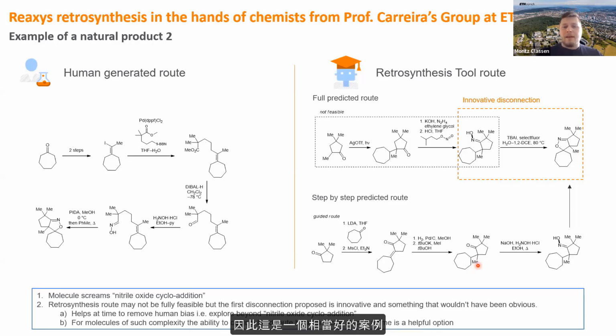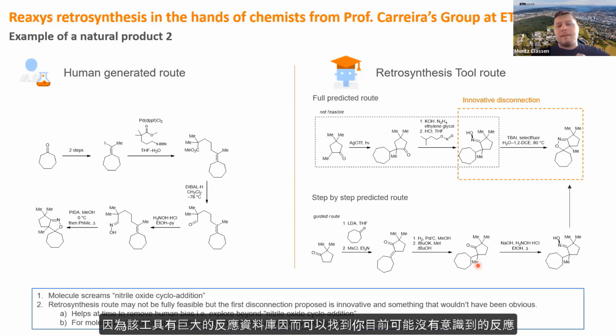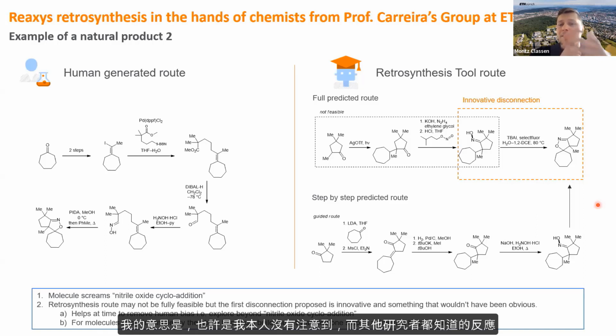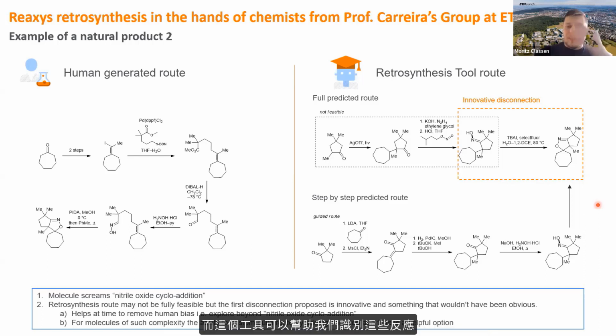So again, this I would say is quite a nice showcase on one hand that the tool is able to, because it has such a huge database of reactions, find reactions that we might not be aware of at the moment. I mean, maybe I'm outing myself here. Maybe this reaction is known to everybody else. I wasn't personally aware of this reaction beforehand. But I guess as it is with the large field of chemistry, there's always a reaction you don't know, and the tool can help us identify those reactions.